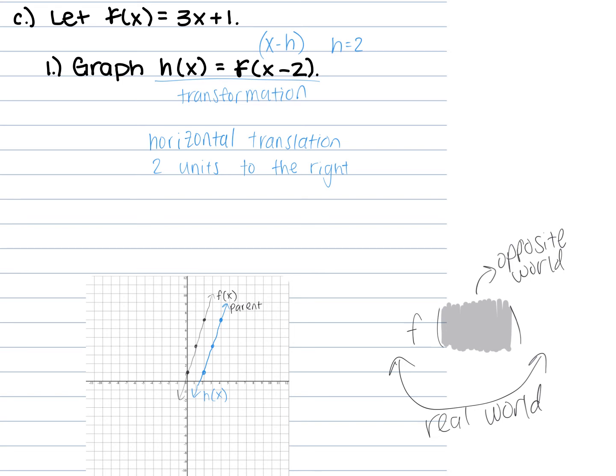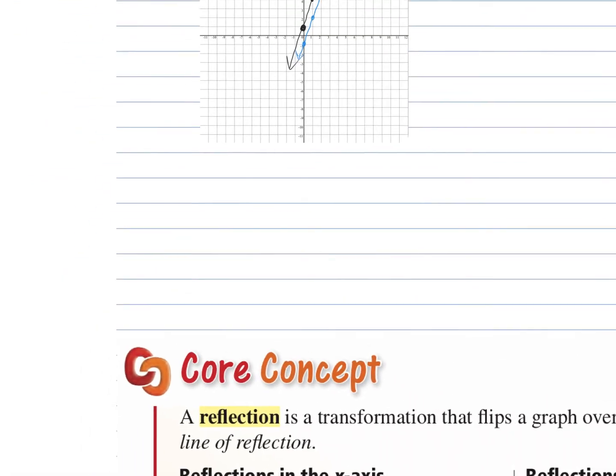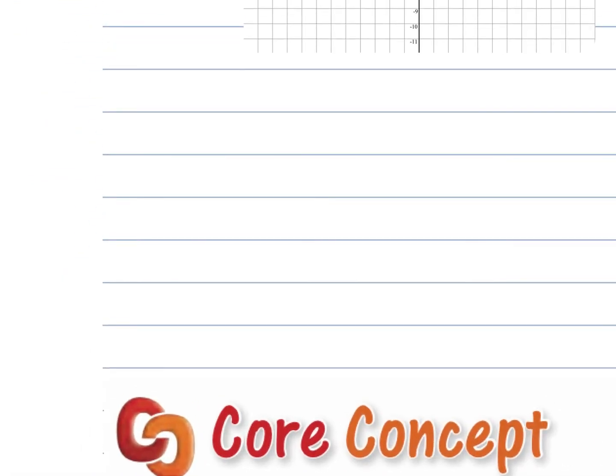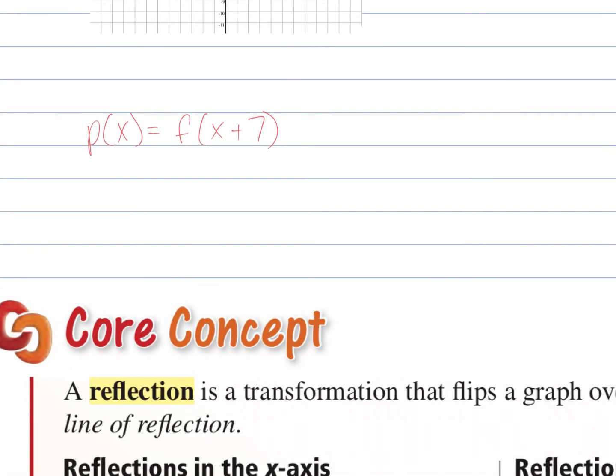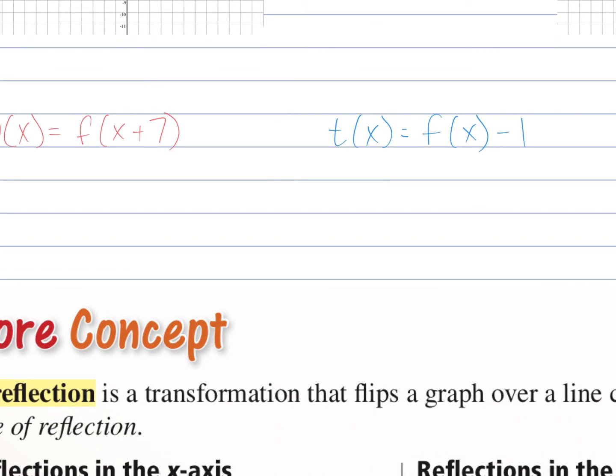Okay? We're going to try 2 more where we're just going to identify the transformation. We're not going to graph it. Okay? David, how are you feeling? Good? Okay. That helps, the opposite world? Okay. Write these down. p of x equals f of x plus 7, and t of x equals f of x minus 1.